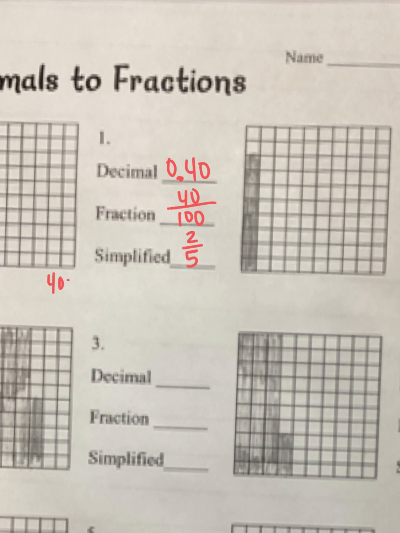If the bottom is an odd number, like on a fraction, can it be simplified? It depends if it can be divisible by the same thing that the top number can be divisible by.